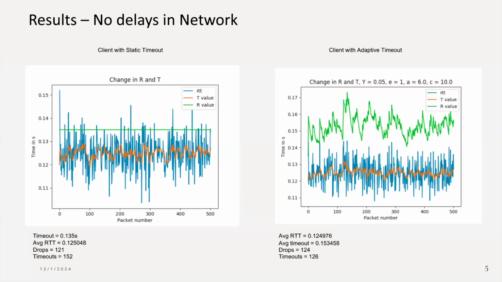Here's a direct comparison of the result between static timeout and our adaptive timeout algorithm. With the graph on the left, we have a fixed timeout of 0.135 second, which results in 152 timeouts, whereas with the adaptive timeout, we would result in only 126 timeouts. This shows the algorithm improves the timeouts by a noticeable amount.